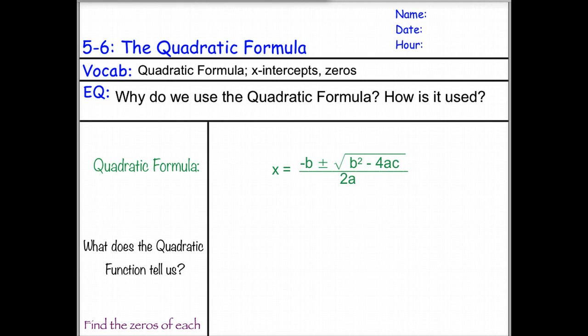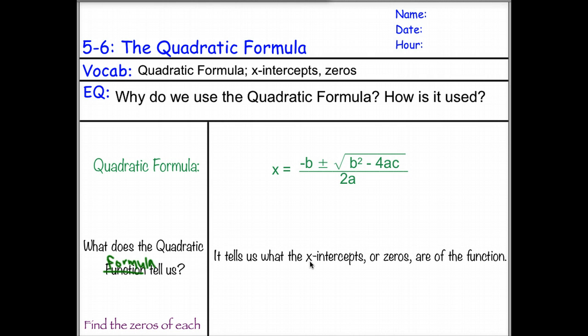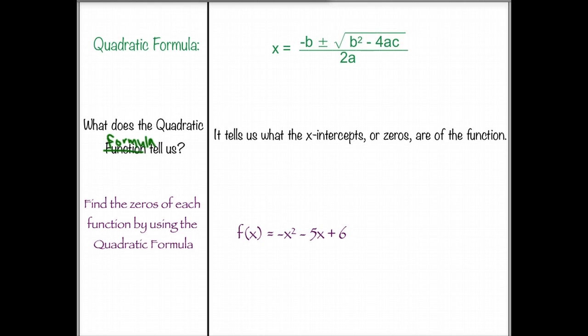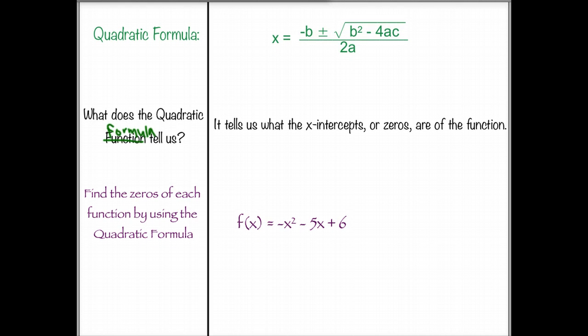So what does the quadratic formula tell us? It tells us what the x-intercepts, or zeros, are of the function. Now we've talked about the zeros before. This is another way that if the numbers aren't so nice, and we can't tell right by using it, we can use the quadratic formula to find the x-intercepts, or the zeros.